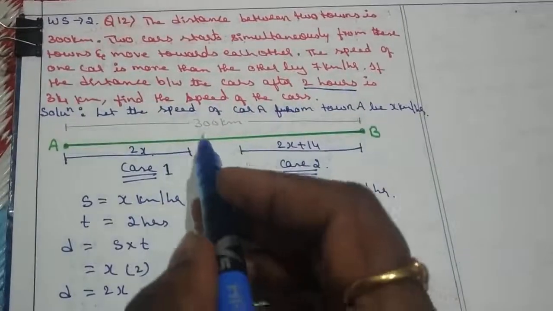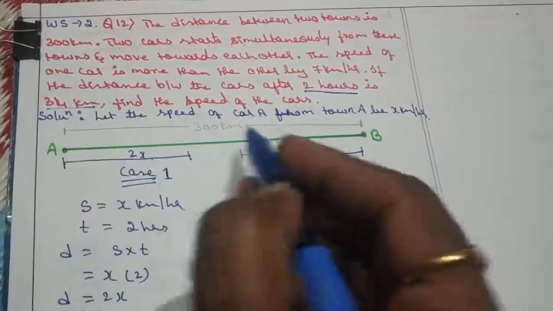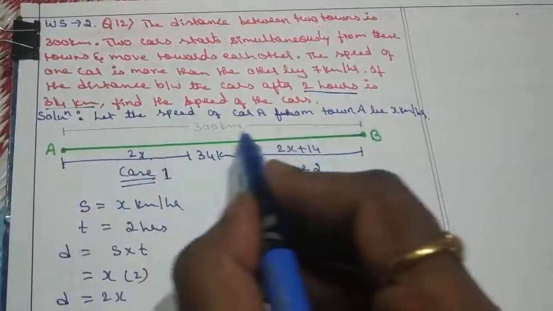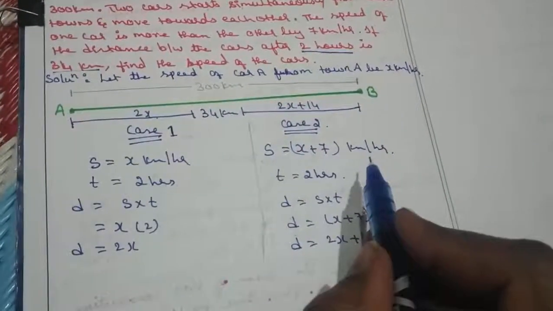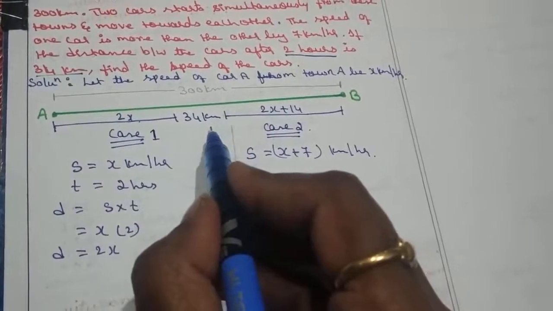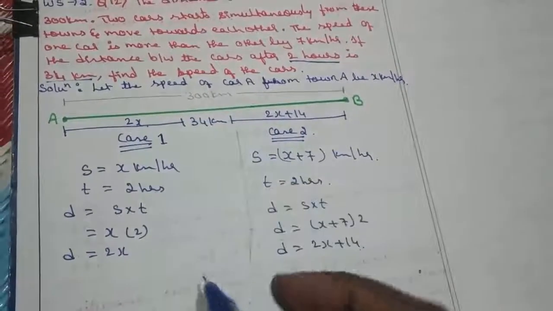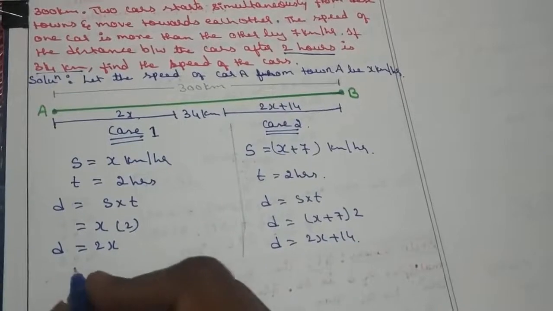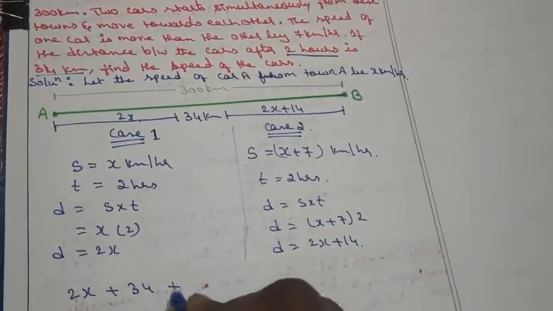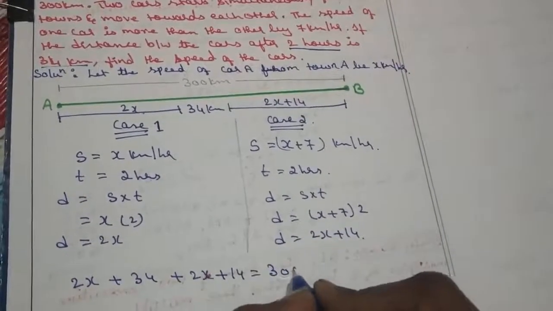Still there is a remaining distance between the two cars. That distance is 34 kilometer, and we know that the total distance is 300. So if we add the distance covered by car A with the 34 kilometer remaining and the distance covered by car B, we'll get the total distance as 300 kilometer. Therefore 2x plus 34 plus 2x plus 14 equal to 300 kilometer.